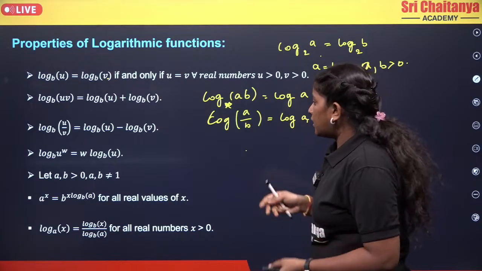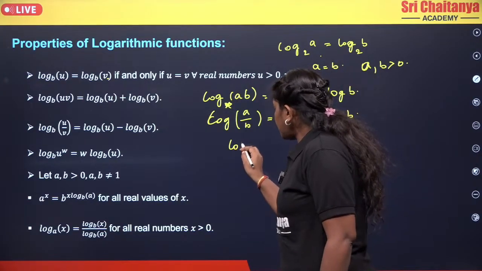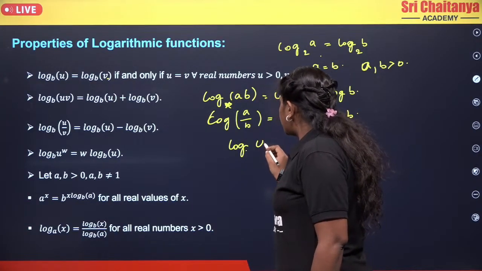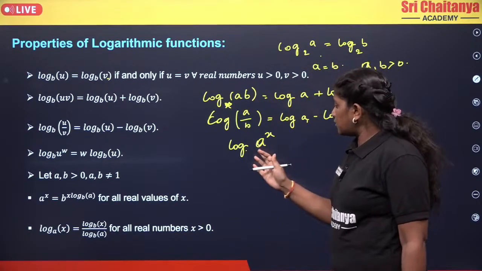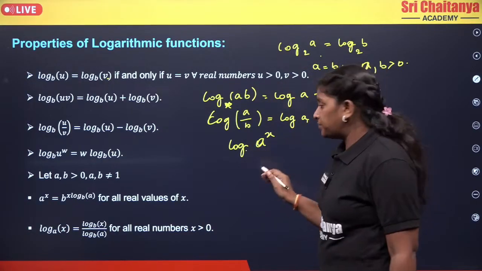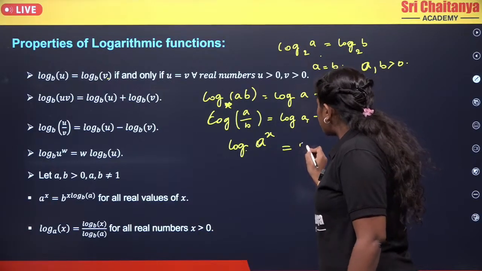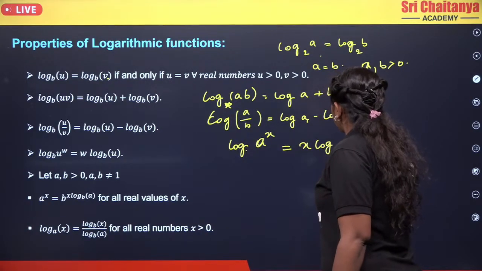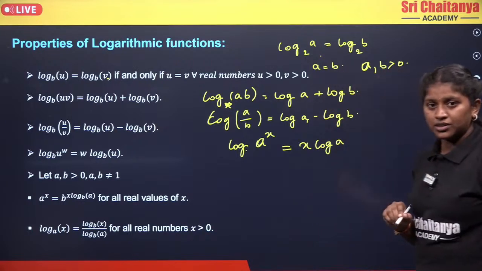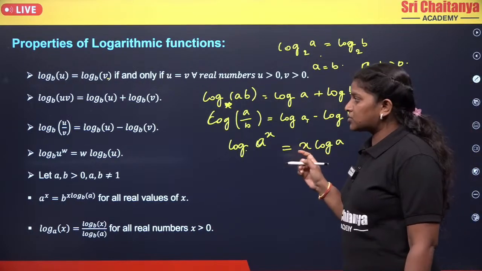Okay, now moving to the next, log of a to the power x. Clear? Just consider that you have base 10. Now coming to here, this can be written as a power, so it becomes x log a. Clear? Understood? So this is how we get it.